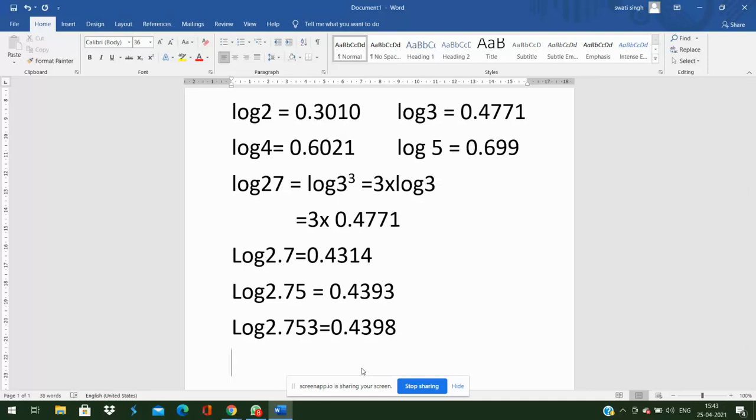Now, if we are taking a value where there are two digits before the decimal, or three digits before the decimal, then what shall we do? Just look at here. If it is given 27.53, then what shall you do?